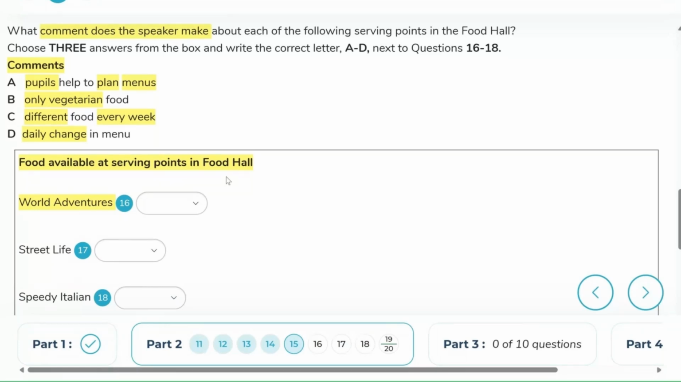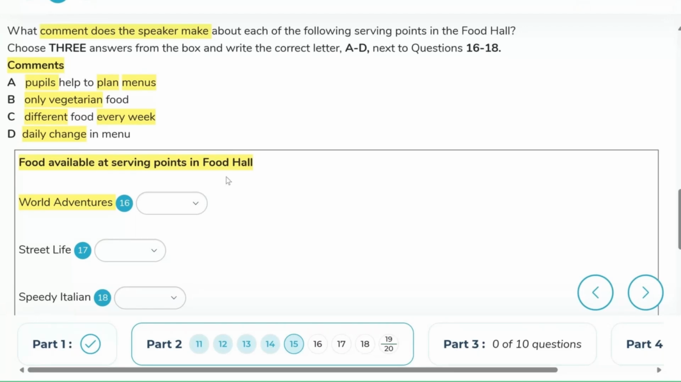OK, back to the serving points in the food hall, which will all have side dishes, desserts, and drinks on sale, as well as main courses. One serving point we call World Adventures. This will serve a different country's cuisine each day. Maybe Chinese one day and Lebanese the next. The menus will be planned for a week at a time, so pupils will know what's going to be available the whole of that week.